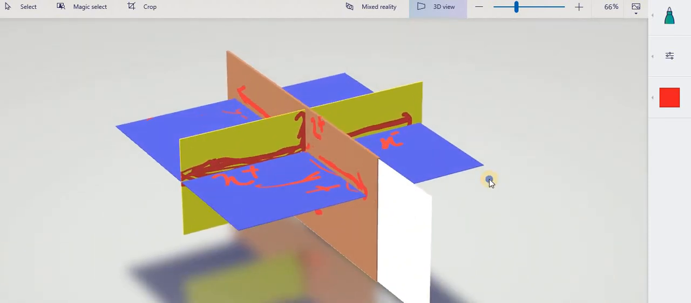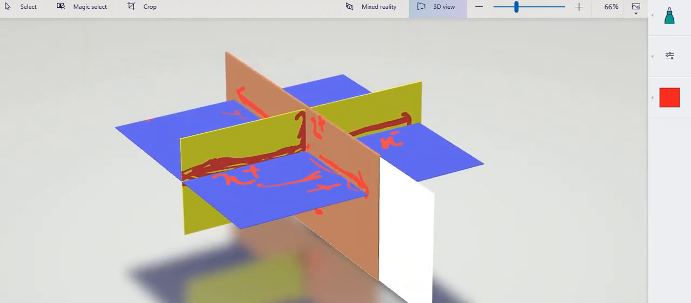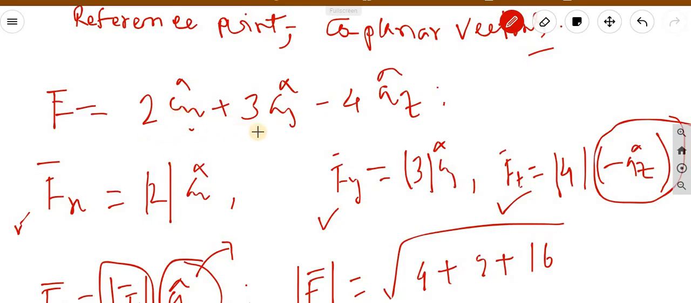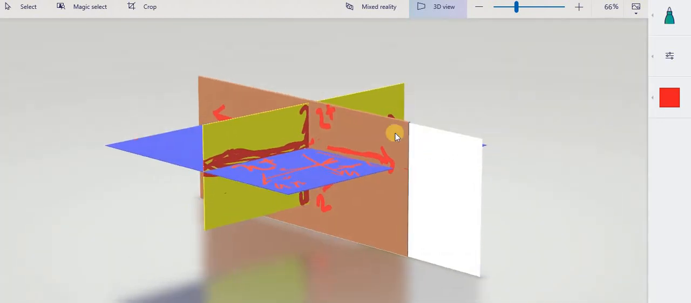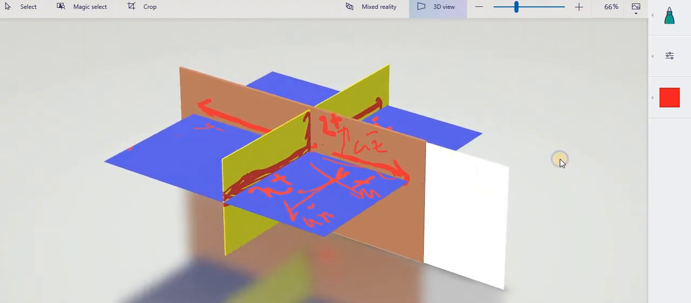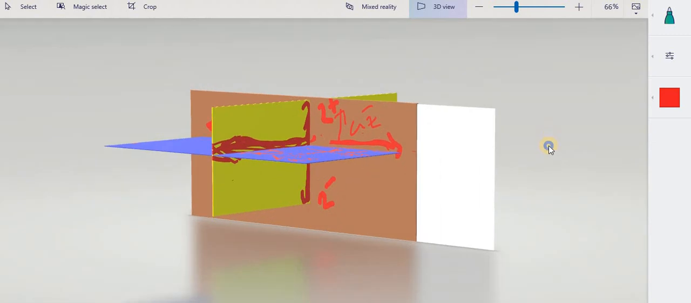So suppose any force is acting here, and this force is 2ax plus 3ay minus 4az. So ax is in this direction, ay in this direction, and in this direction az, with respect to that point. Now what will be the direction for this force?